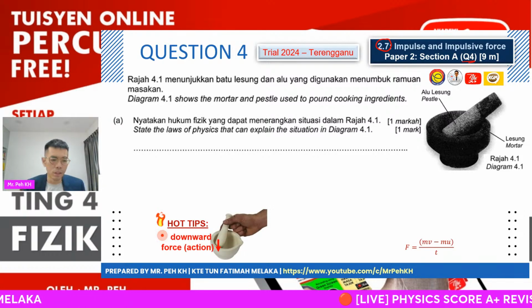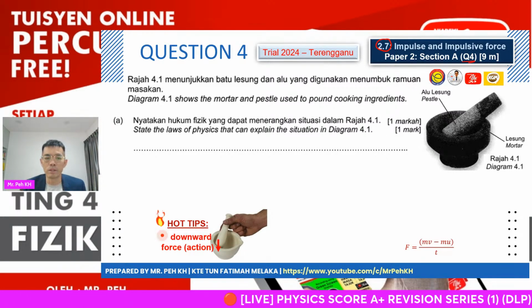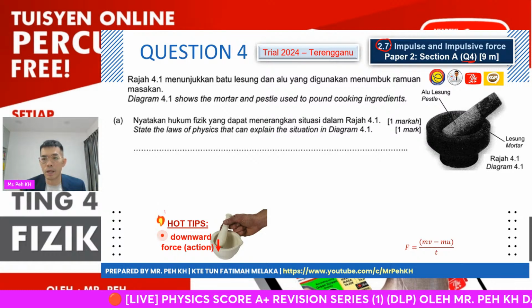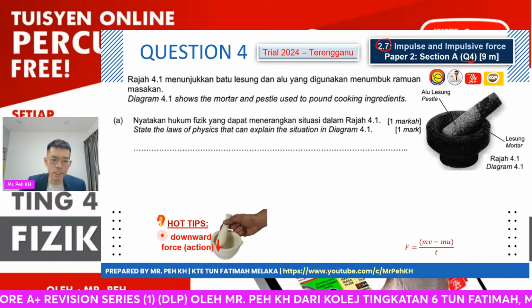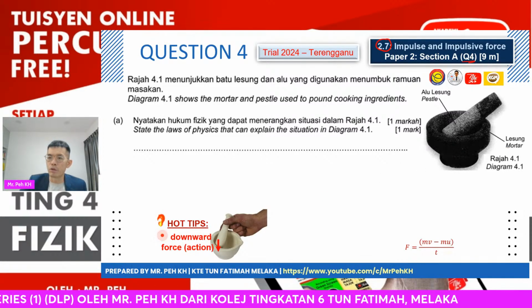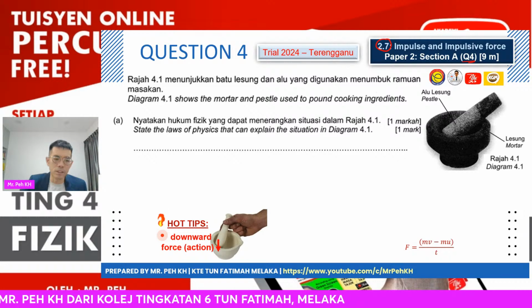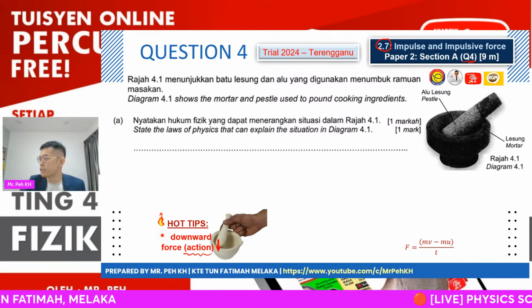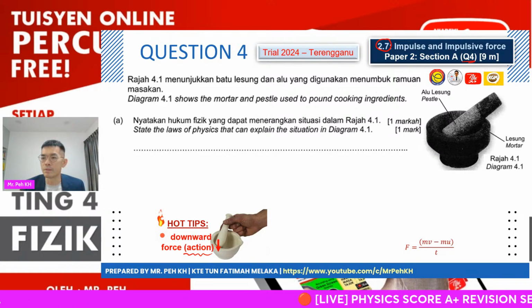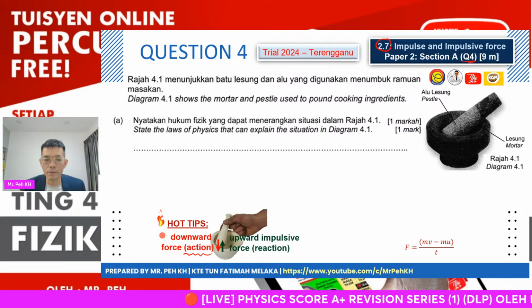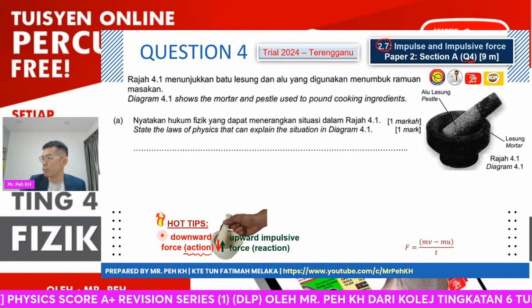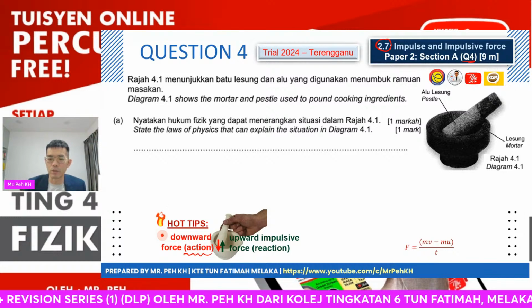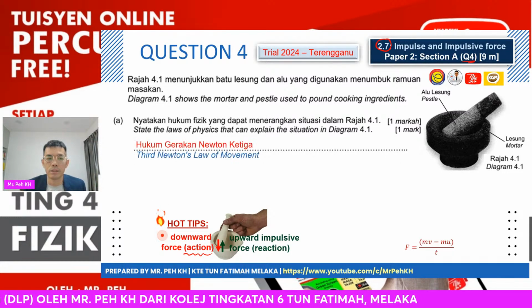Okay, so firstly, we will be moving down our pestle, right? So here, downward force, and then hit the surface of the mortar. That means there will be a force acting downward, which we know as an action force. So when hitting the harder surface, there will be a reaction force, which we know as an impulsive force, reacting in the opposite direction. So this is actually the third law of motion.